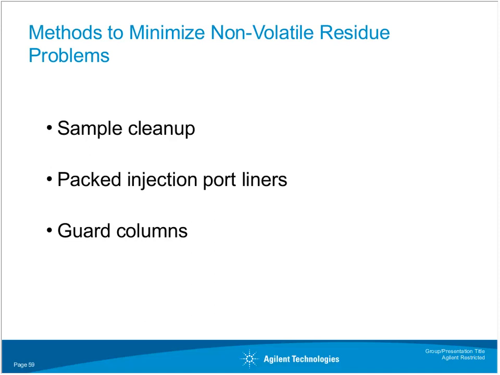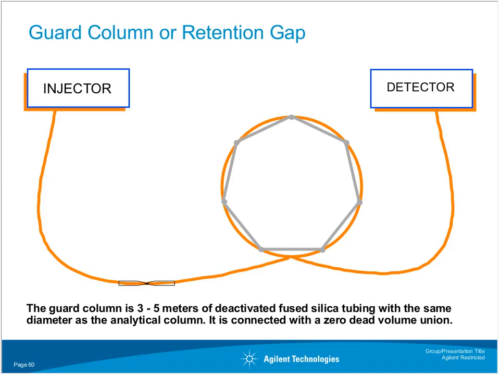Packed injection port liners, with glass wool, or there are some with actual packed material in there, can potentially help. Or we can also use guard columns. If we have known residues, we can put a guard column on the front end of our column that now becomes a sacrificial piece of column. We have some type of union here, obviously, but this protects our more expensive analytical column.